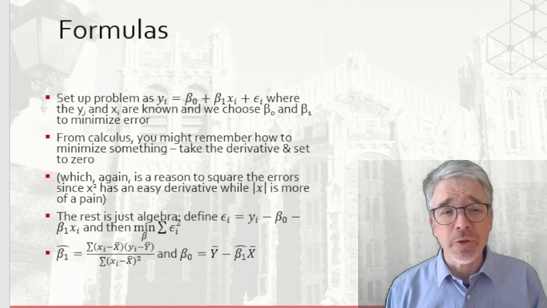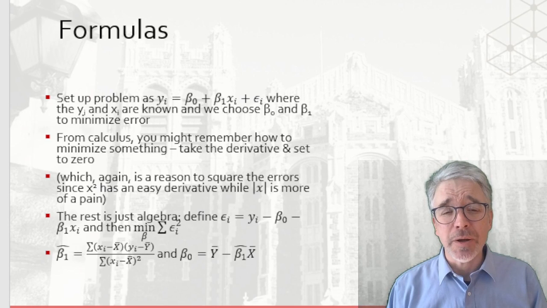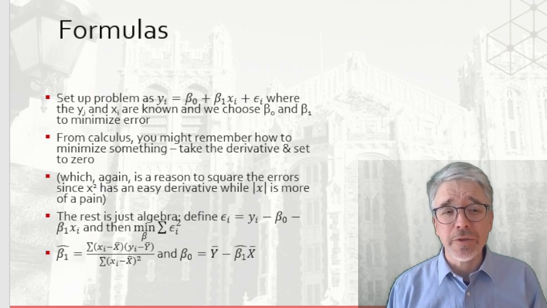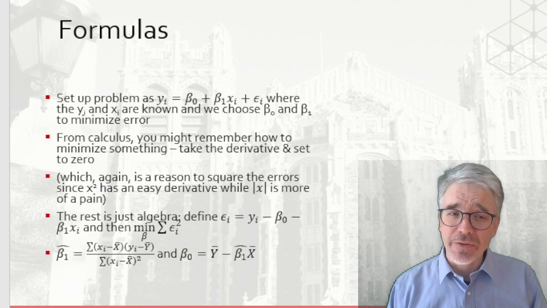Beta 1 is going to be the sum of x minus x bar times y minus y bar, divided by the sum of x minus x bar squared. The key thing to note in that formula is the top looks very similar to the formula for covariance. The whole formula looks like the formula for correlation, except not quite right. Correlation would have an additional y minus y bar squared on the bottom. This formula is a covariance divided by the variance of just x.